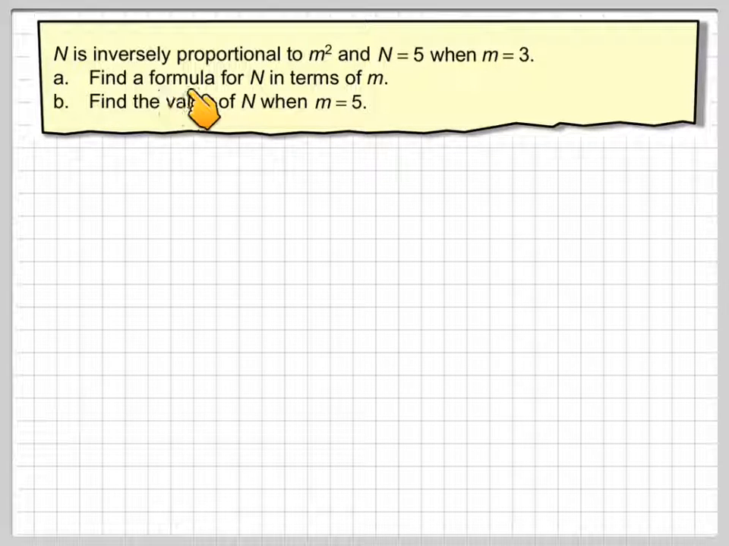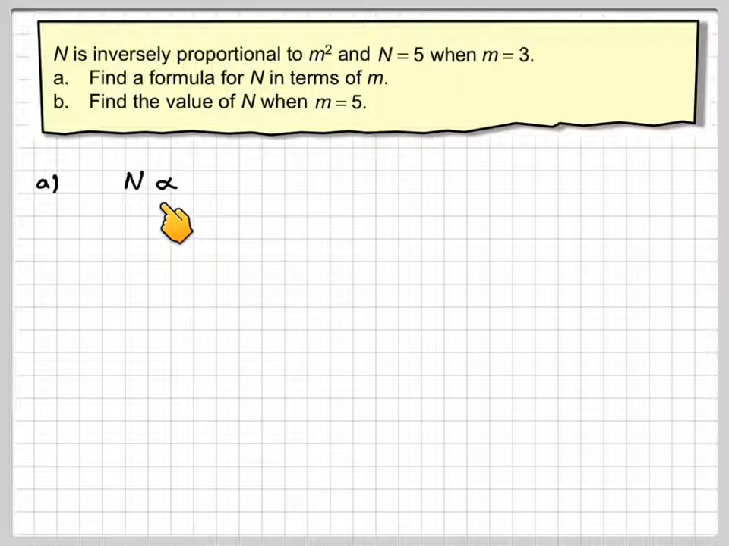It says that n is inversely proportional to m squared, and n is equal to 5 when m is equal to 3. Find a formula for n in terms of m, and b, find the value of n when m is equal to 5. So it's a pretty straightforward standard proportional question, or variation question.